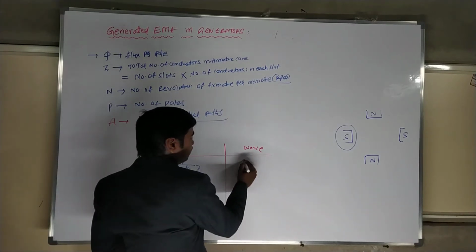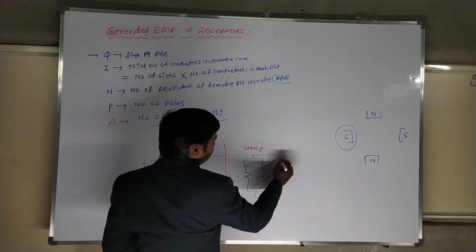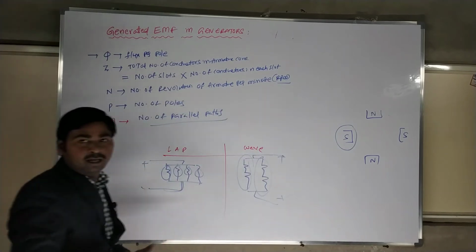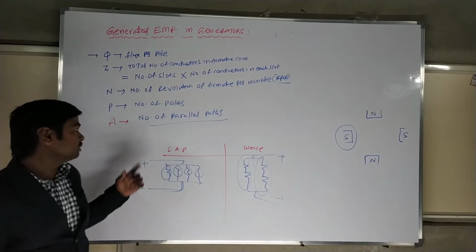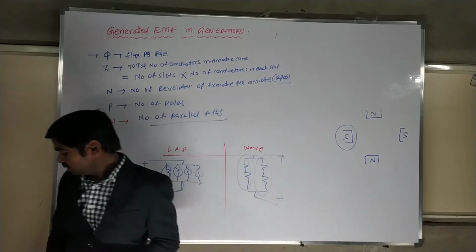If you go for wave winding, the number of parallel paths is only 2, irrespective of the number of poles. So this is a parallel path. The number of parallel paths, A, is the number of parallel paths in DC machines. It's very clear. A is the number of parallel paths.